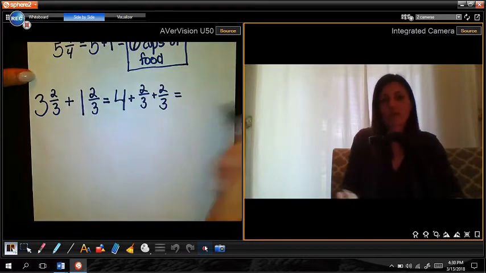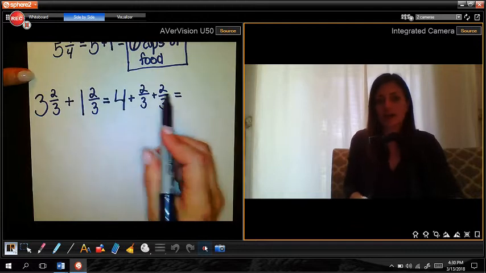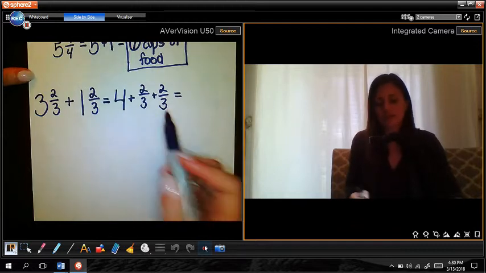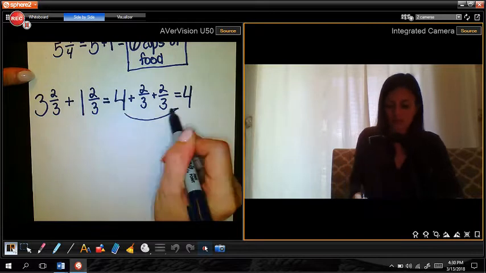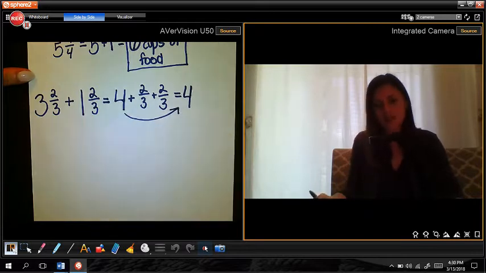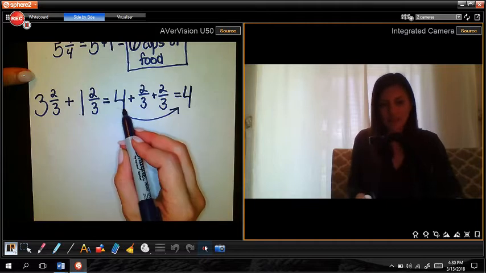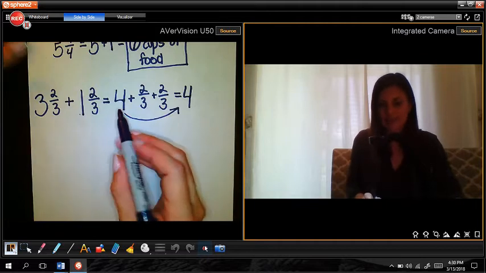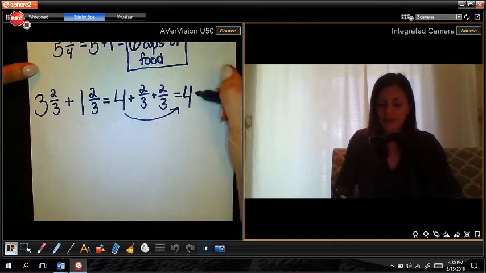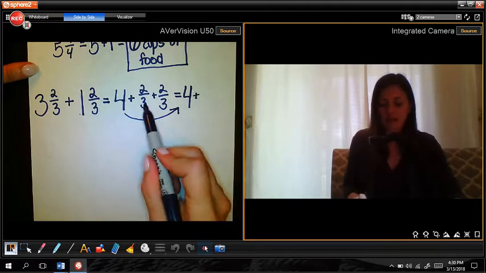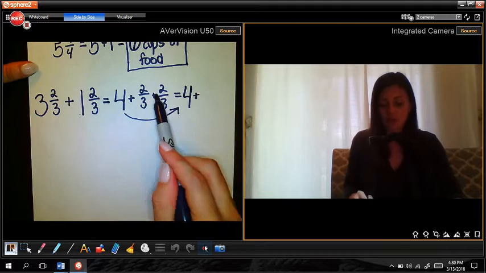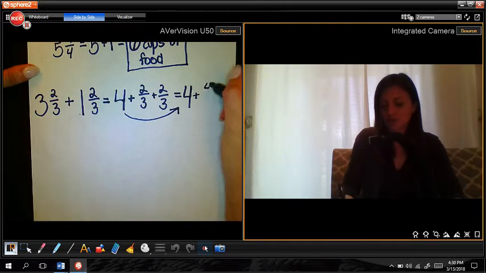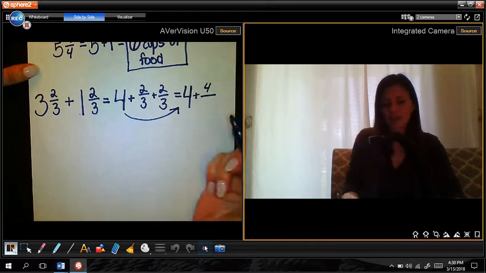Now before I do anything else with my 4, I want to combine my fractions. So I'm going to keep the 4, just like I did up here. I'm just going to move the 4 over. I haven't done anything else to it yet. I added 3 plus 1 to get 4, and now I'm just leaving it there. And I'm going to add to that 4 the sum of my two fractions. Sum means add, so I'm adding 2 plus 2. That gives me a numerator of 4, and I keep my denominator.